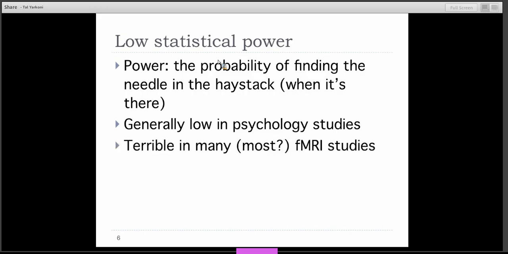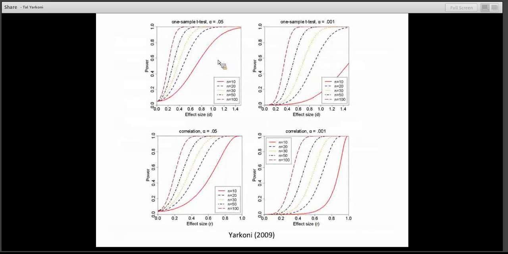And in fMRI studies, it's actually really quite terrible, at least for one type of analysis people do, which are massive whole brain analyses. These are some commentary on the voodoo correlations paper that Ed Vul and colleagues wrote a while back, plotting power for several different kinds of tests, and I'll emphasize a couple here.